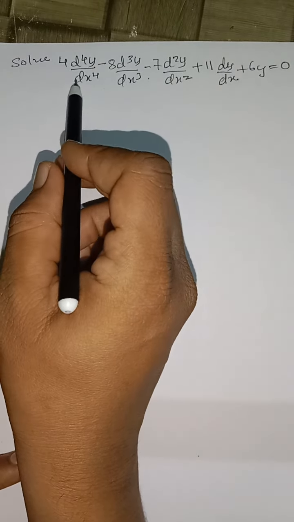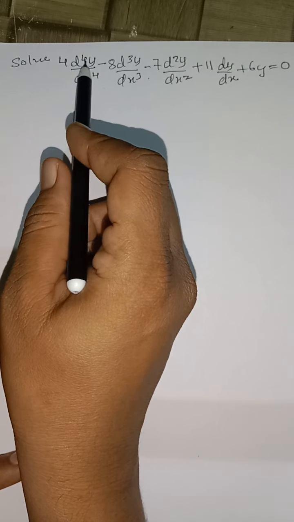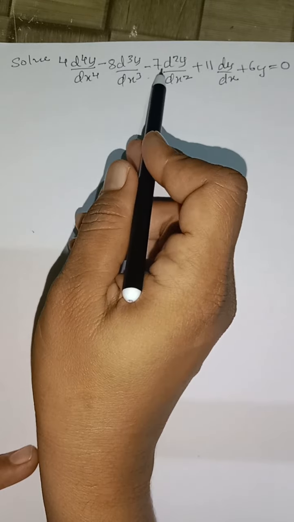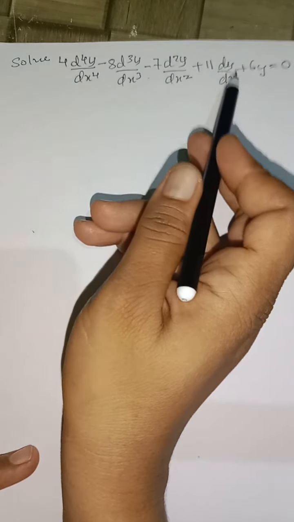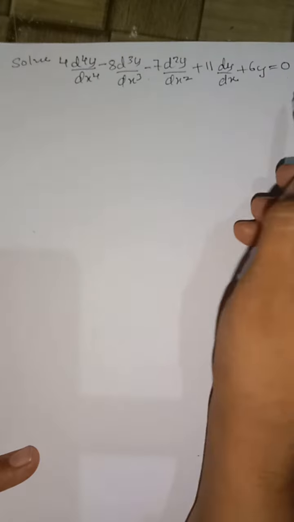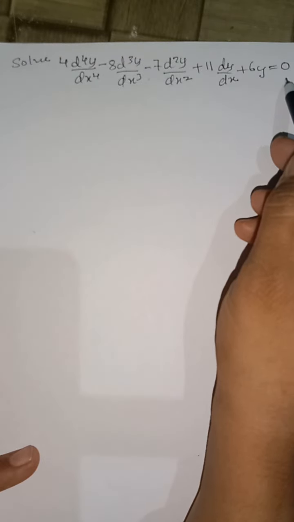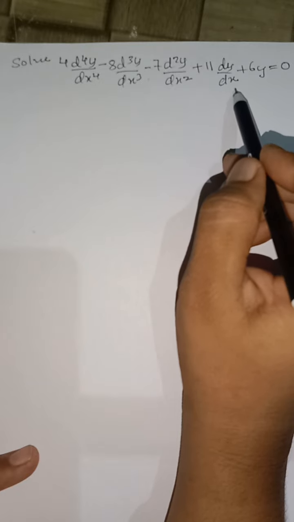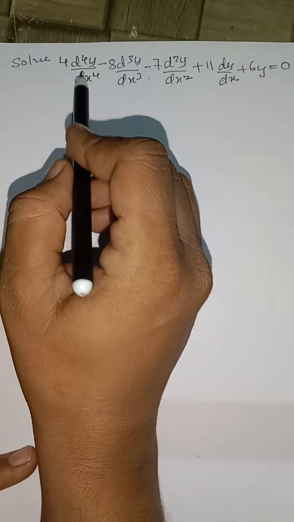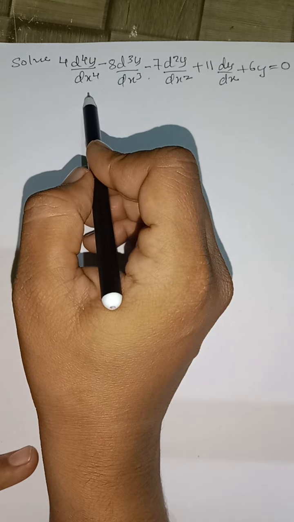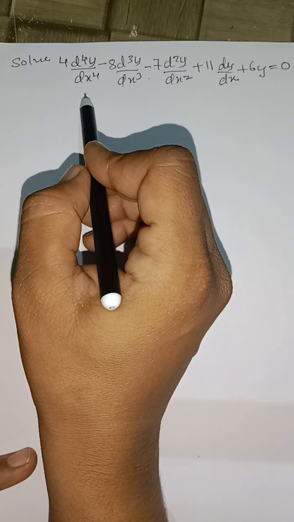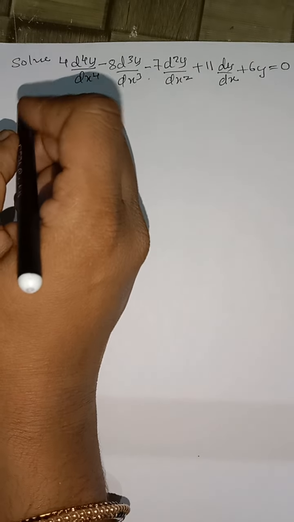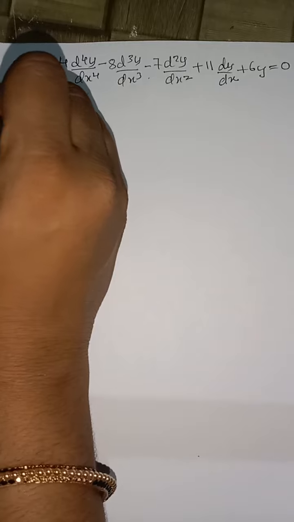Students, let us solve this example. 4 d raised to 4 y upon dx raised to 4 minus 8 d cube y upon dx cube minus 7 d square y upon dx square plus 11 dy by dx plus 6y equals 0. Since your RHS phi of x is equal to 0, this is known as a homogeneous differential equation. It is of order 4, hence we cannot find the roots directly by calculator. You have to simplify it and solve by synthetic division. So this is a very important example.